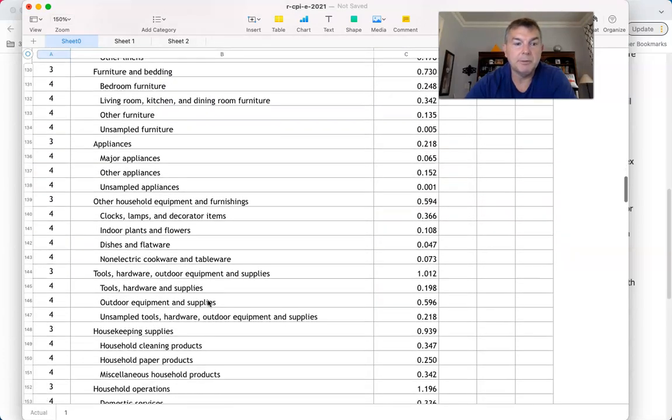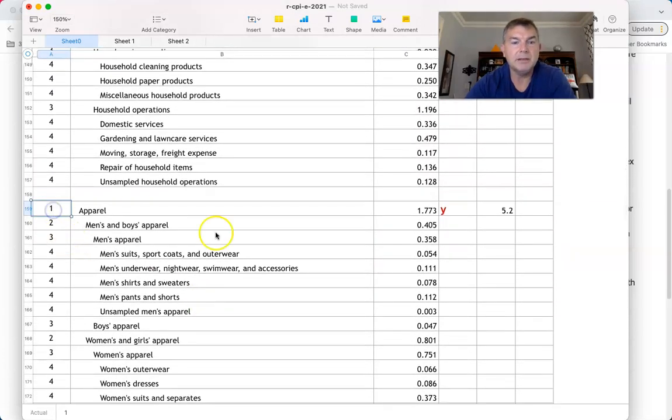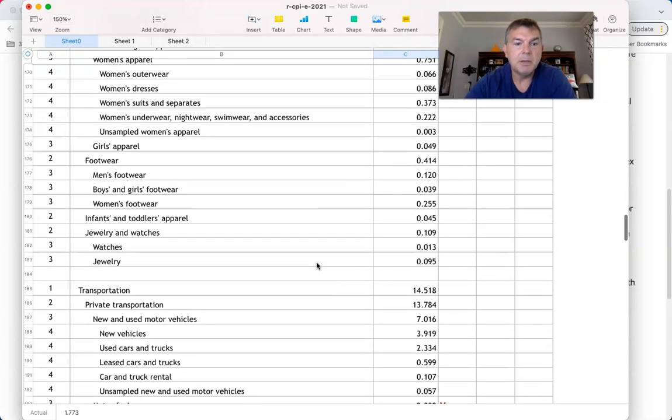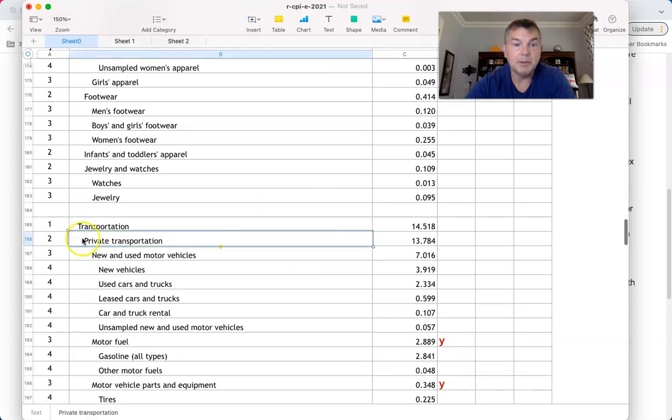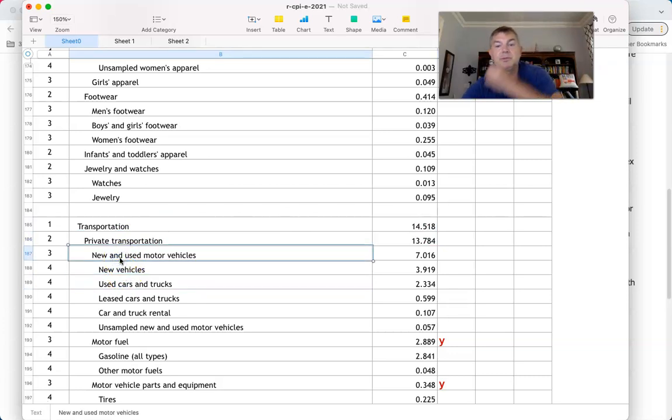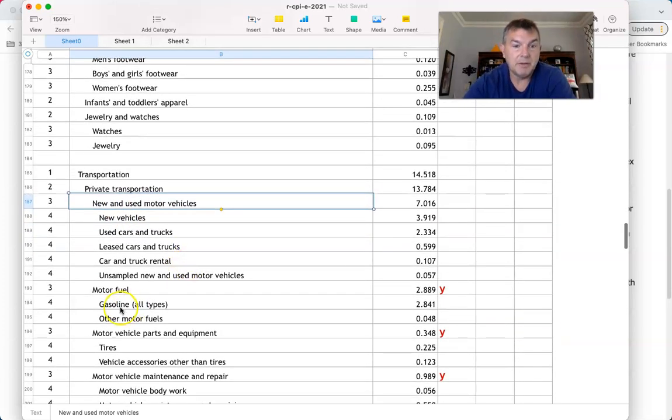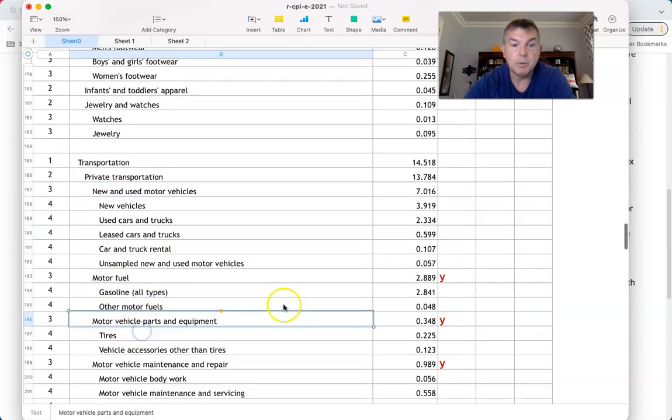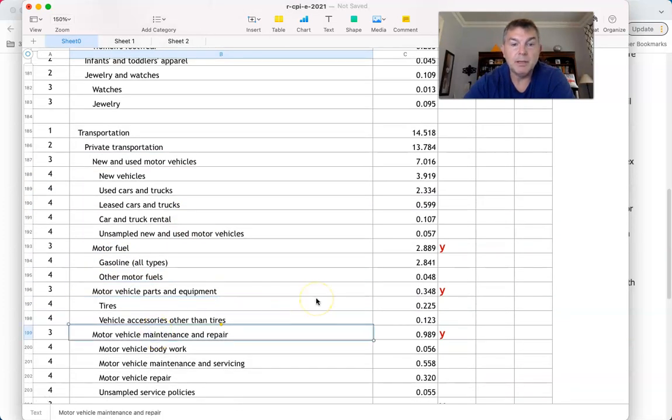We come down, we're going to have transportation. I think apparel is next. Yeah, basically 2% apparel, it makes sense. We come down here, we have transportation. That's a big one right there. Now notice I don't have a Y next to transportation. Why? Private transportation consists of new and used motor vehicles, new vehicles. Why would you have 7% of your transport, are you going to spend 7% of your money on new and used vehicles? I don't think so. We still have motor fuel, parts and equipment, motor vehicle insurance, and maintenance and repair.